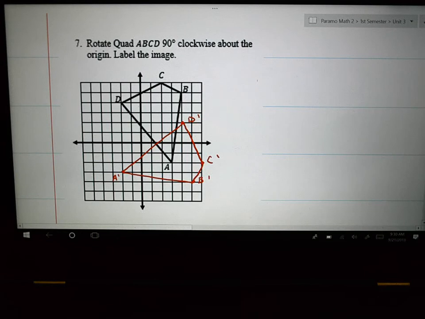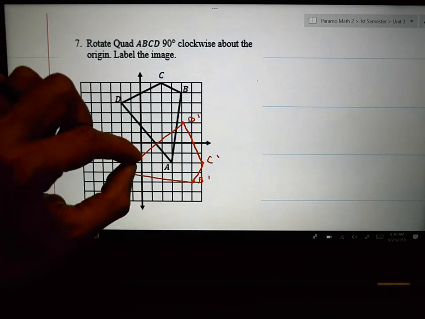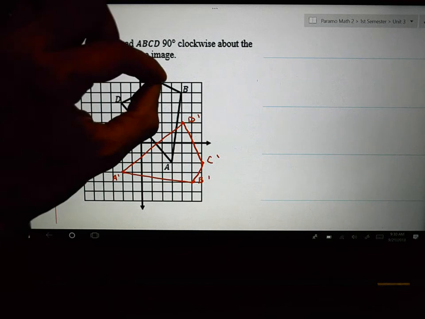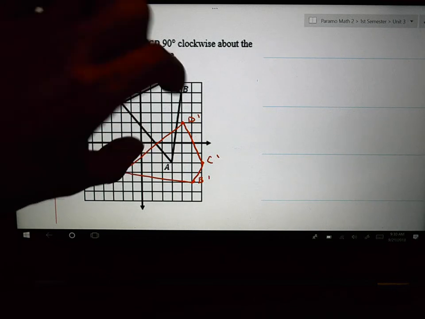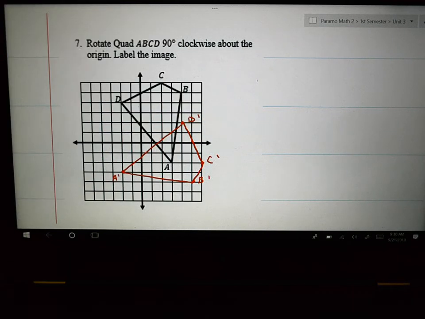So there's 2 techniques for you. If you want to use patty paper, I got it. If you want a ruler, I got that too. Or you can count up a line and over a line and then rotate whatever you're counting by however many degrees it's saying to do it. And you can do each point that way.